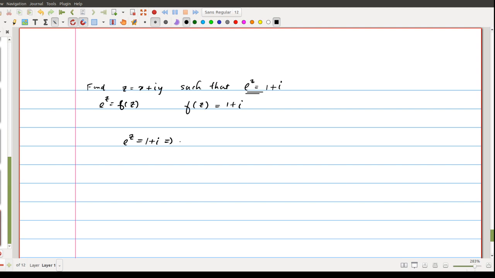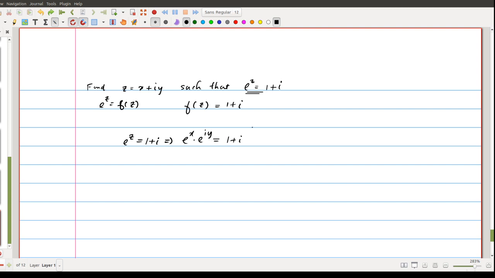We can use the method of e power x times e power iy. This is the method of finding the real and imaginary parts of the complex function e power z. So we can use that method. e power z is equal to 1 plus i implies e power x times e power iy equal to 1 plus i.